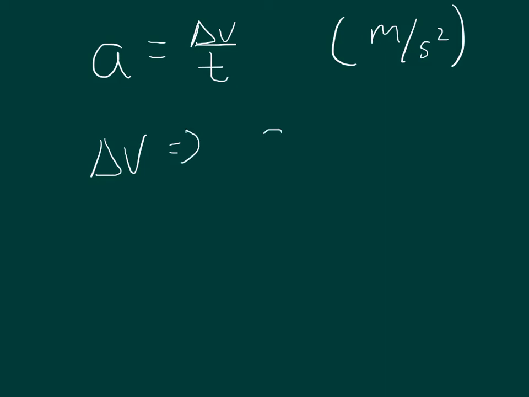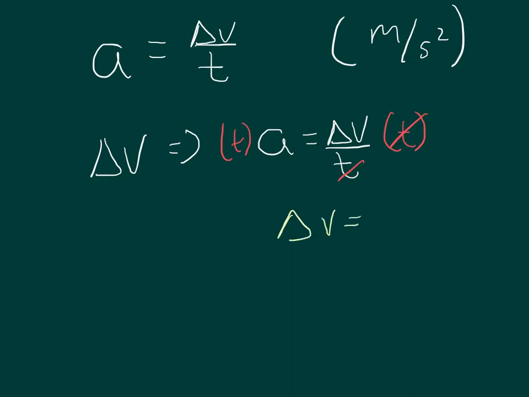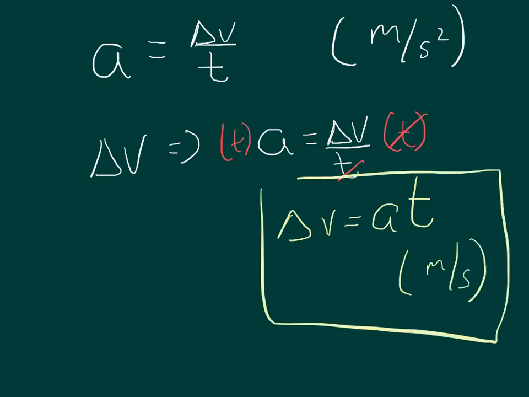Okay, so again, acceleration is change in velocity over time. So you would multiply both sides by t. That gets these t's over here to cancel, and you're going to be left with change in velocity is equal to acceleration times time. The units here would be meters per second. Right, so that's your first rearrangement.